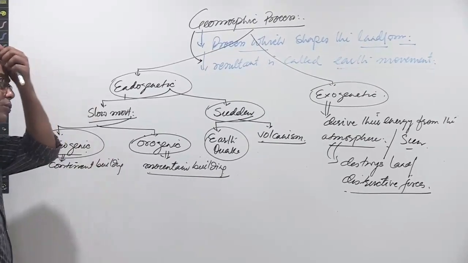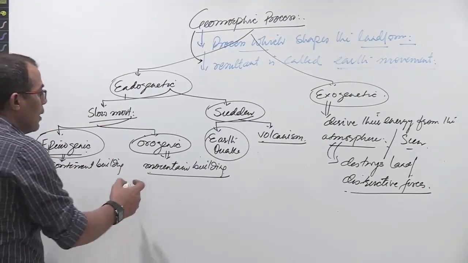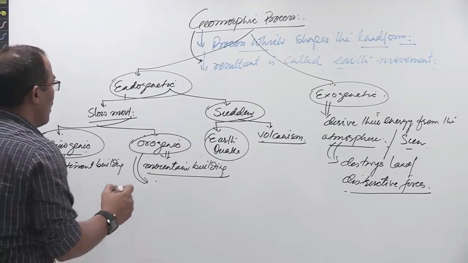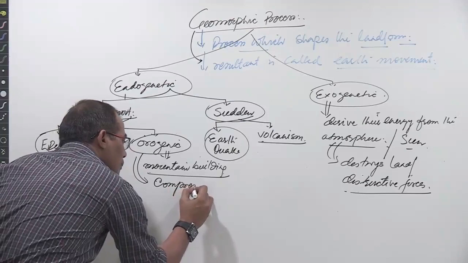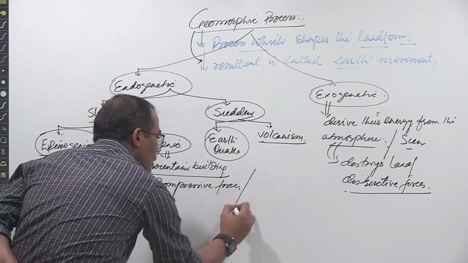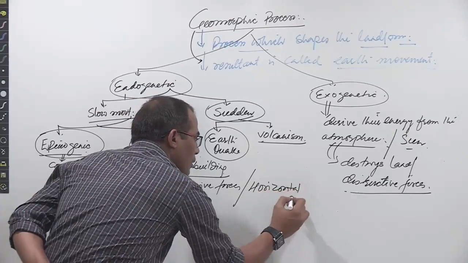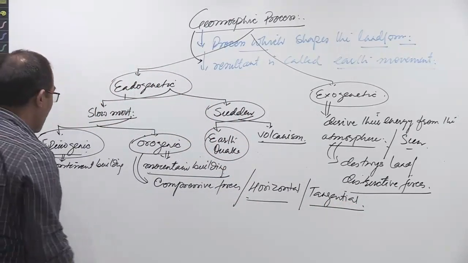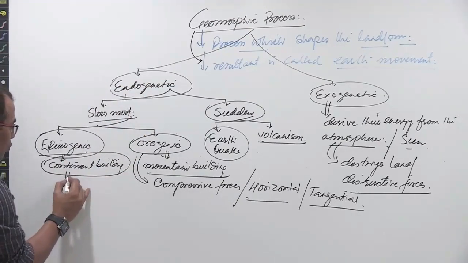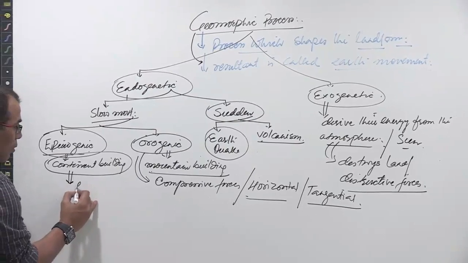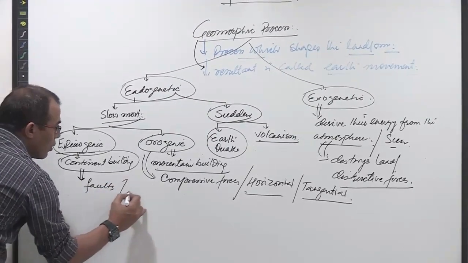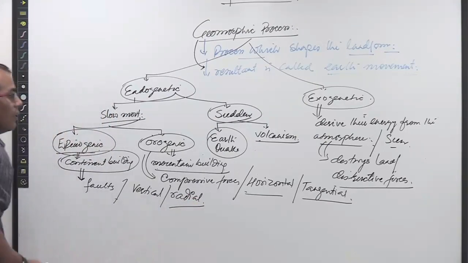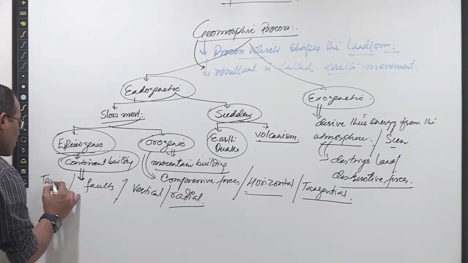The forces which form the mountain, especially the fold mountain, are basically the compressive forces. The movement is horizontal. The movement is tangential. Here in the continent building, the movement is along the faults. The movement is vertical. The movement is along the radius of the earth, hence they are called radial forces. They are tensional forces.